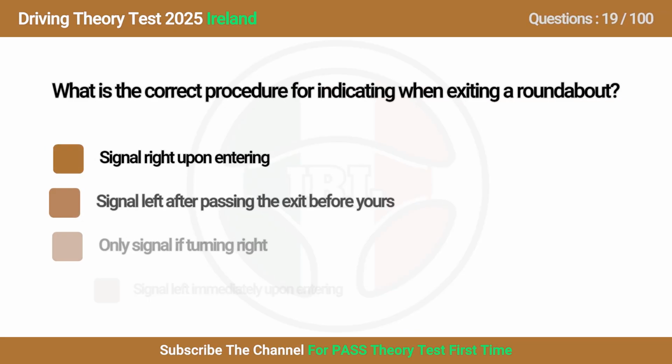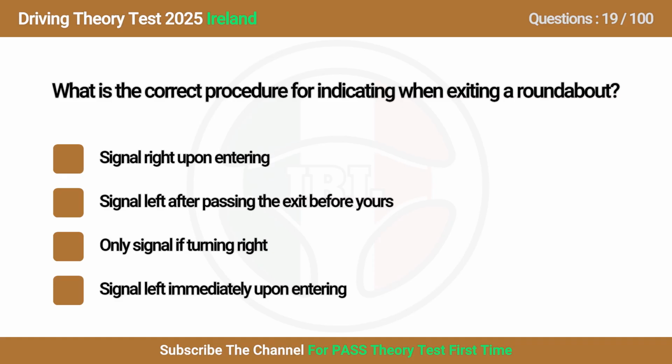Question 19. What is the correct procedure for indicating when exiting a roundabout? A. Signal right upon entering. B. Signal left after passing the exit before yours. C. Only signal if turning right. D. Signal left immediately upon entering.